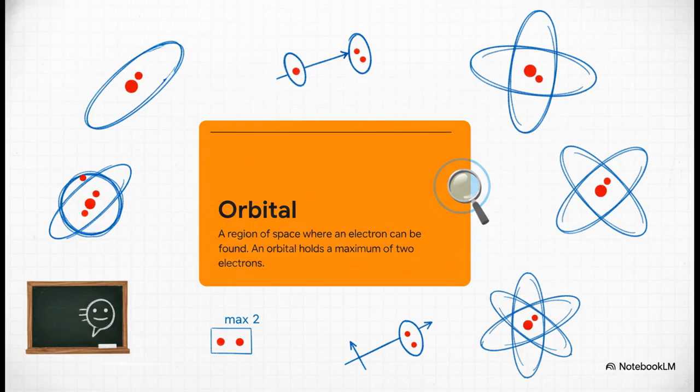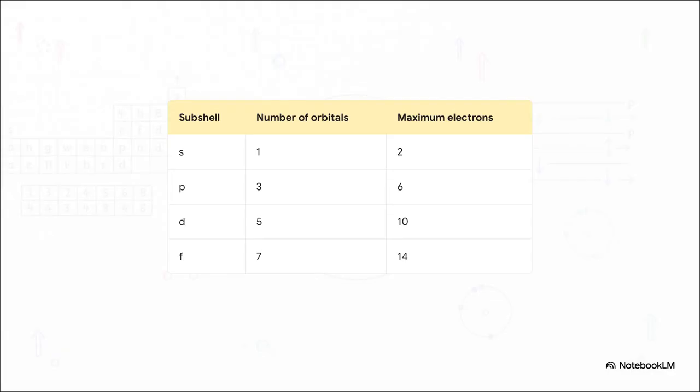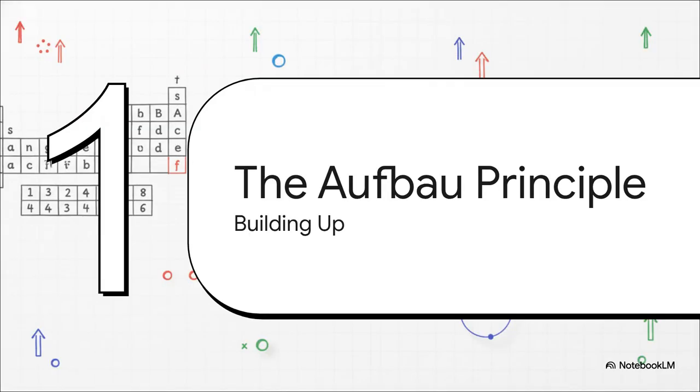And here's the most important part. Each room, or orbital, can hold 2 electrons max. That's it, no more. And check out how this all comes together. An S subshell is just a one-room studio, so it holds 2 electrons. A P subshell has 3 rooms, so it can hold 6 electrons total. A D has 5 rooms for 10 electrons, and an F has a whopping 7 rooms for 14 electrons. You see the pattern, right? The number of electrons is always just double the number of orbitals. Simple.